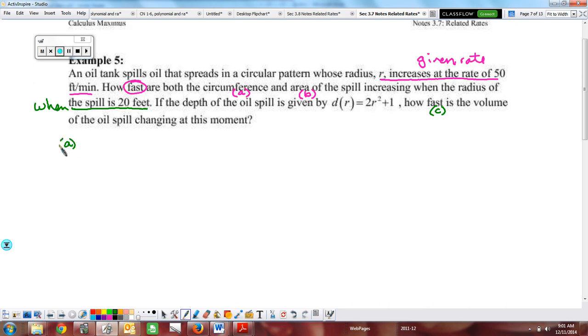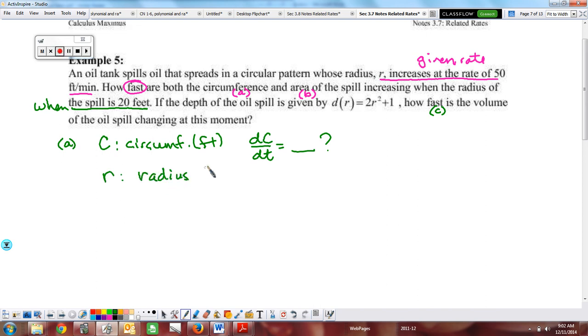Let's start with A. What am I being asked to find in A? The change in how fast the circumference is changing. So my quantity is circumference, measured in feet. What am I trying to find? dC/dt. All right. What variables are we given? R, which is our radius, measured in feet as well. And we're given dr/dt increases at a rate of 50 feet per minute, so positive 50 feet per minute.